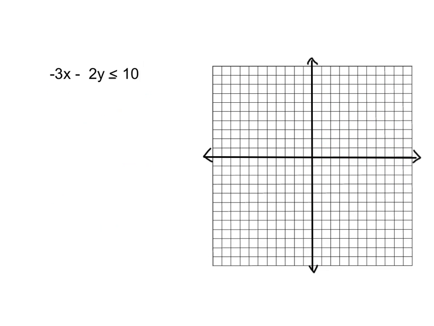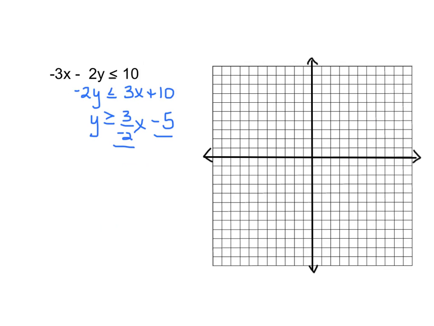Okay, now I can do this in two ways. I know we can solve for y. Okay, quickly solve for y. I'm going to add that 3x and divide by negative 2. When I divide by negative 2, my inequality switches just like it did in equations. And 10 divided by negative 2 is negative 5. And I can plot that using my y-intercept and my slope.